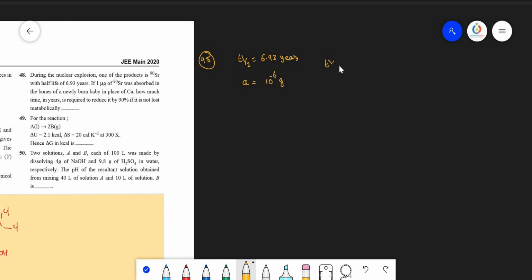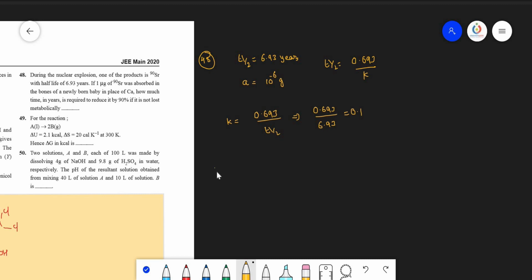So from this we can write T half equals 0.693 by K. Why am I following first order kinetics? Because nuclear reactions follow first order kinetics. So K equals 0.693 by T half. That equals 0.693 by the T half value 6.93. So this value is equal to 0.1.